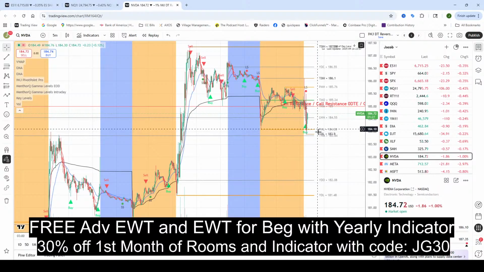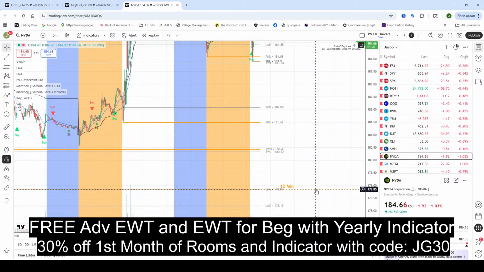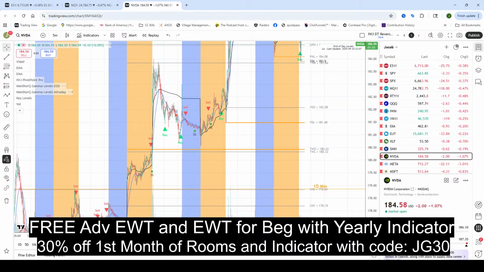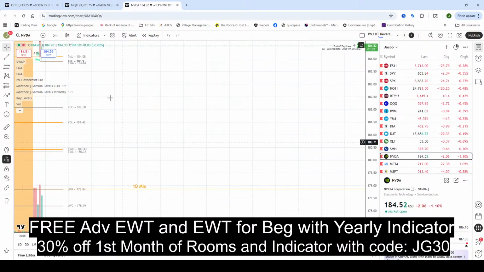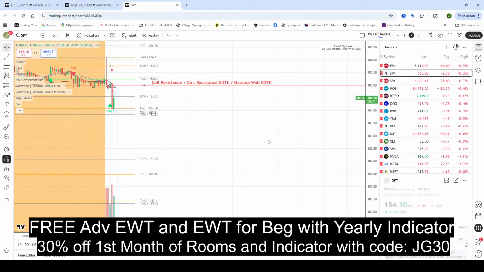So Nvidia is defending where it needed to defend so far. But if that does break down, where's their one-day min? They have a one-day min of 179. So you could see Nvidia really get ripped, because that would break these lows as well, and that would be into this high right here. That would be an interesting move should that happen. That would be opening the gates to the downside, in my opinion. Okay, let's get back over to the SPY.